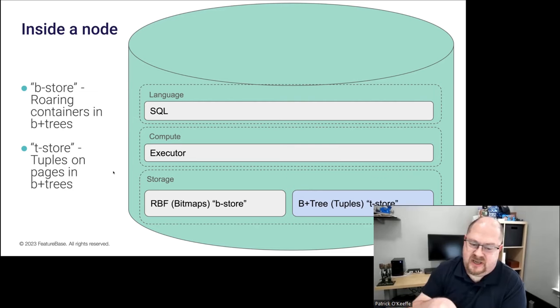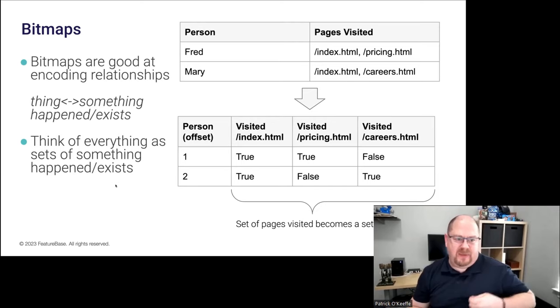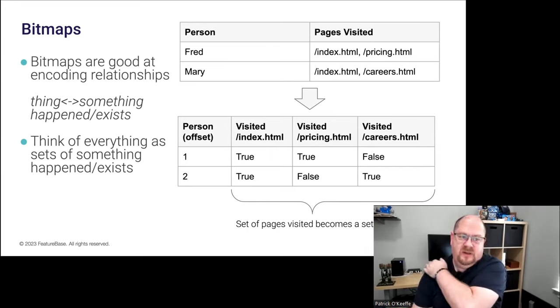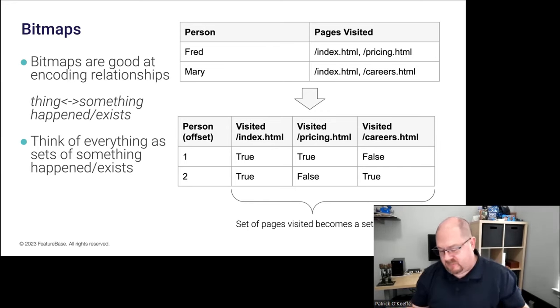Okay. So think two storage layers. Let's talk about bitmaps. For some of you, this will be nothing new. For others, it's worth going through this in a little bit of detail. Bitmaps are good at encoding relationships, right? You have a thing, and then either something happened or something exists or some membership of values or whatever. And so when we're storing this stuff, we tend to think of everything as sets of something.